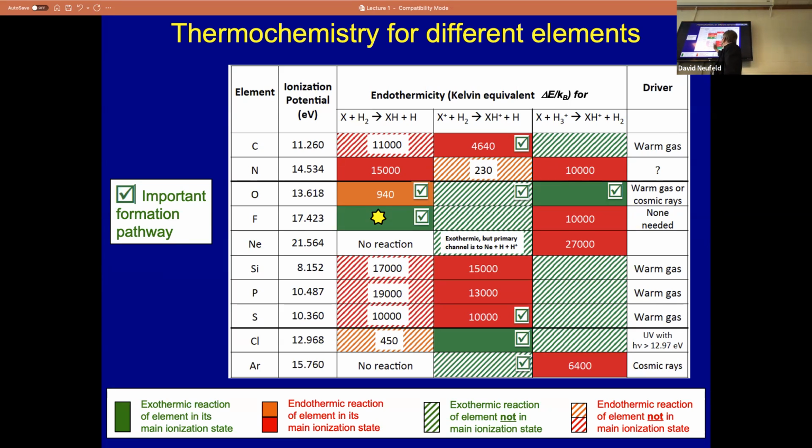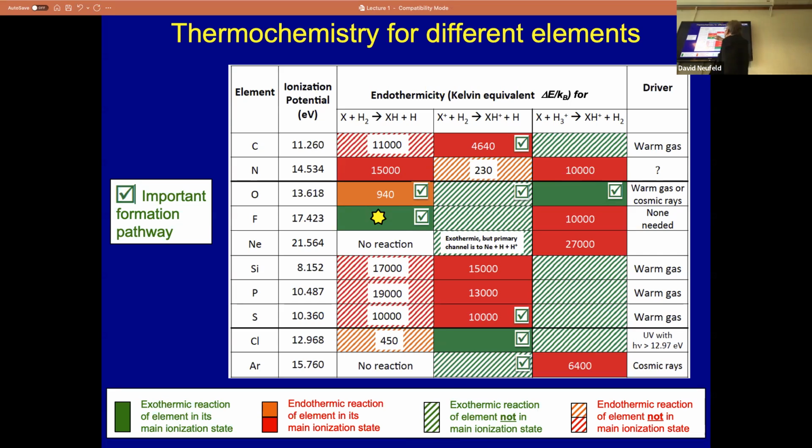And then the next two columns show you whether either the atom or the singly ionized ion can react exothermically with H2. Because if it can, that'll be typically a very rapid reaction and will be very effective at producing the hydride. So that's shown by the green boxes. The red boxes are cases where the atom or the ion reacts endothermically with H2. So at low temperature, the reaction will be negligibly slow. And these numbers are just the endothermicity divided by Boltzmann's constant, so in temperature units.